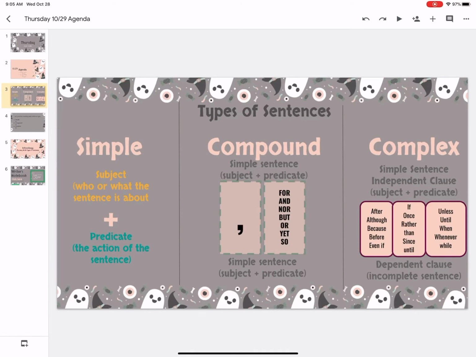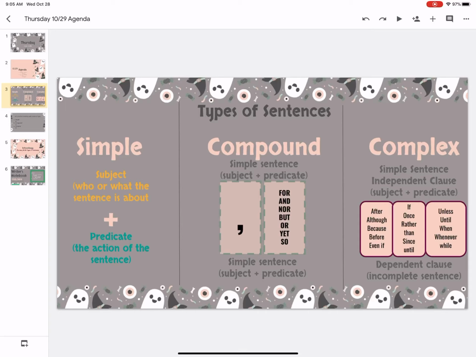Okay, so quick reminder, a simple sentence has a subject, the who or what the sentence is about, and the predicate, which is the action of the sentence. Then we have compound sentences, where we take two simple sentences and combine them using either a comma and our FANBOYS words, or you can also use a semicolon.